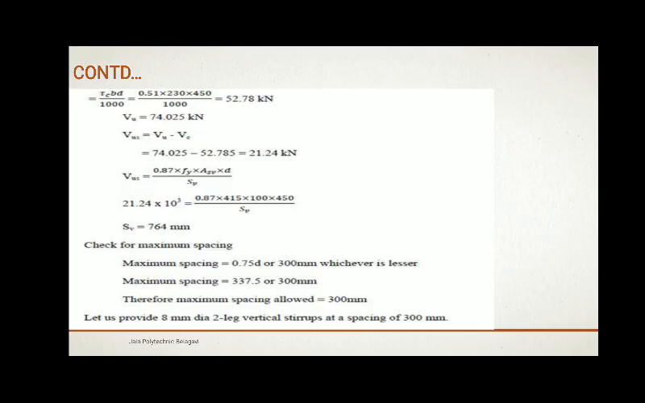So the next is tau c b d / 1000. Tau c we know, that is 0.51 from the table, into b into d, the values we know, divided by 1000. After substituting we get 52.78 kilonewton. Therefore factored shear is equal to 74.025 kilonewton. Therefore Vus is equal to Vu minus Vc. Therefore 74.025 minus 52.785, we get 21.24 kilonewton.